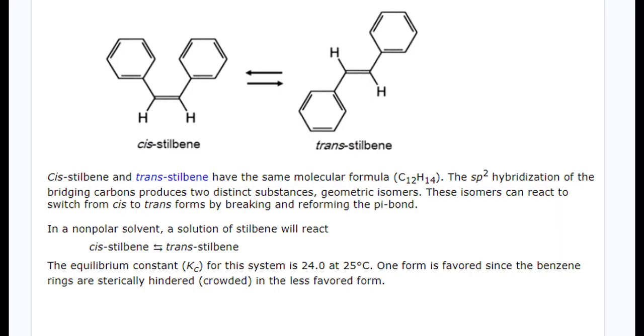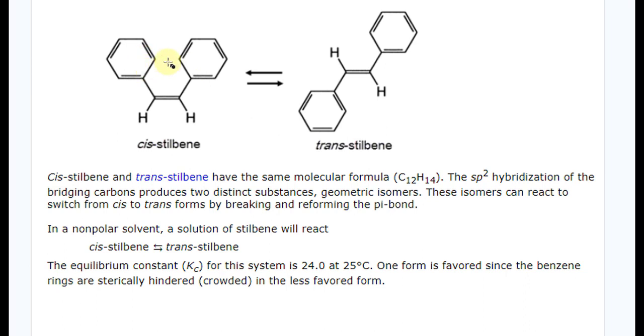This is an interesting equilibrium problem that has a lot of nice chemistry in it. We're dealing with two compounds. They have the same formula, but their structures are different. They're structural isomers. This is cis-stilbene, and it has its two benzene rings right next to one another up here.